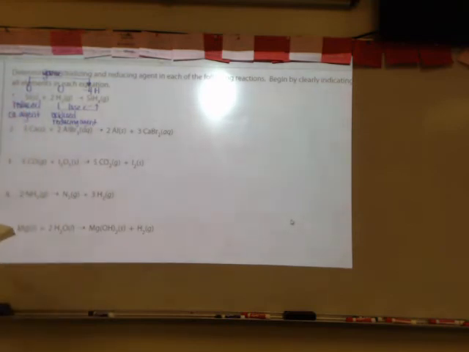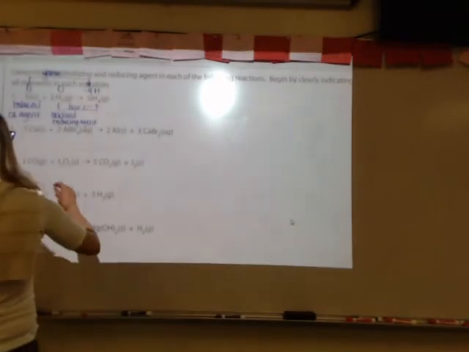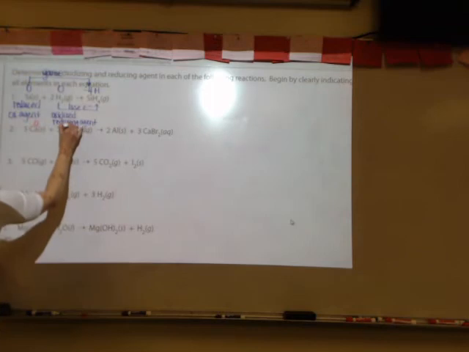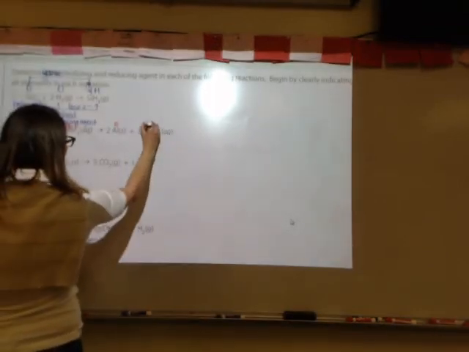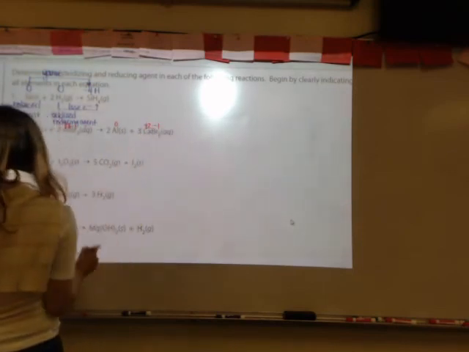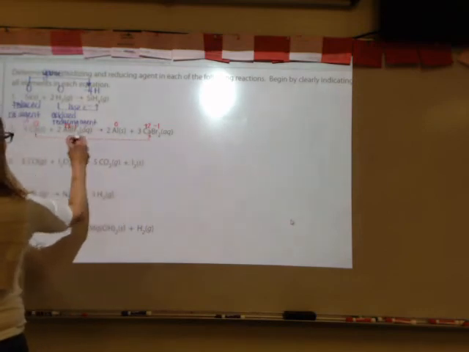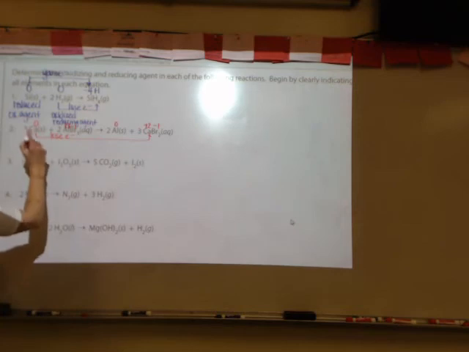Let's take a look at number 2. Calcium, elemental form, I'm going to give it an oxidation number of 0. Bromine, -1, aluminum +3, elemental aluminum is 0, calcium +2, bromine -1. Calcium went from a 0 to a +2. So this is losing electrons. So loss of electrons is oxidation, so the calcium is oxidized.